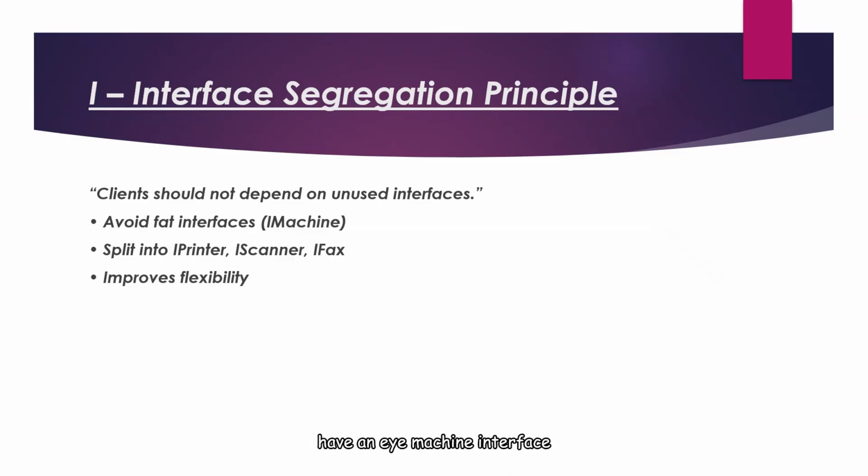Picture this. You have an IMachine interface with methods like print, scan, and fax. But what if you are building a basic printer that only prints? Should it be forced to implement all those methods? Absolutely not. The solution is to break the large interface into smaller ones: IPrinter, IScanner, and IFax. Each client now depends only on what it actually uses. Interface segregation promotes flexibility and reduces unnecessary dependencies, which makes our system more adaptable.